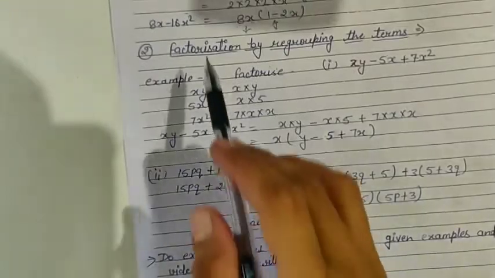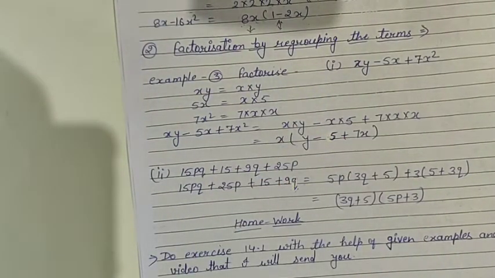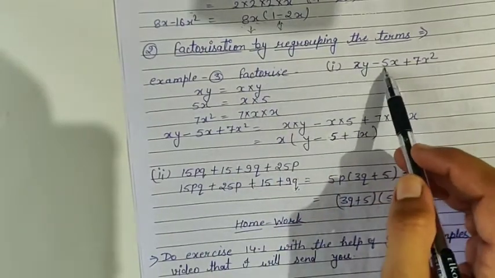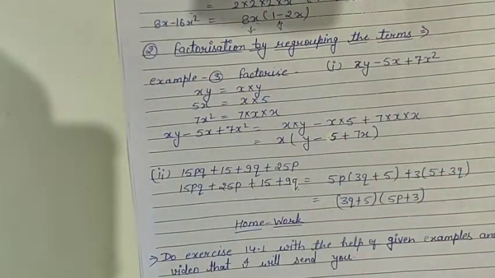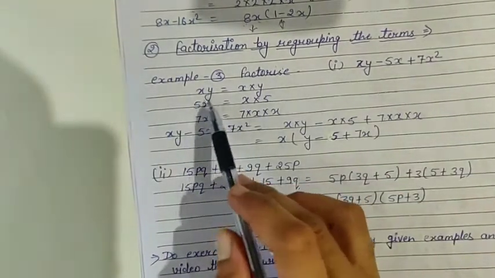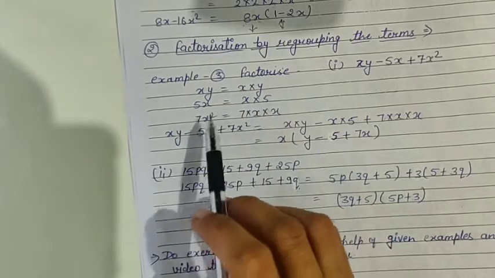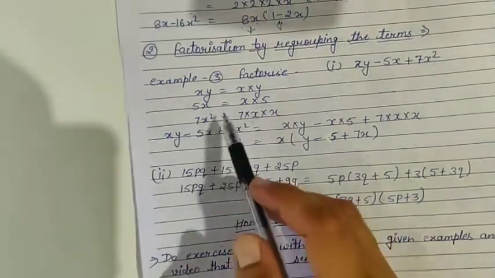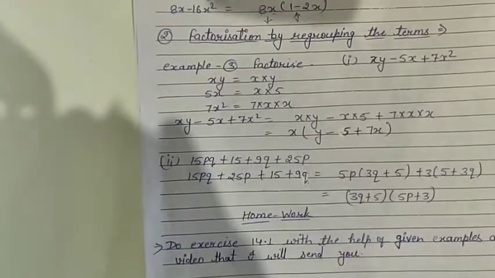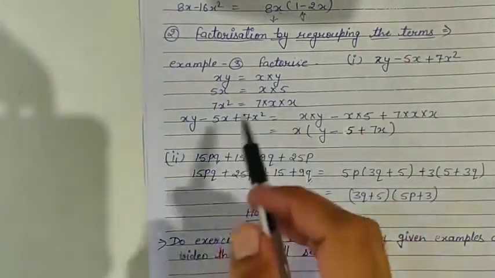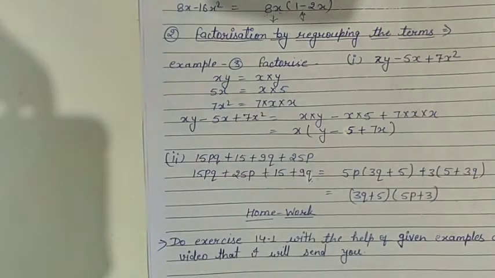Now second, factorization by regrouping the terms. We have to factorize xy minus 5x plus 7x square. So firstly we will find factors of all these terms. Factors of xy: x into y. Factors of 5x: 5 into x or x into 5. Factors of 7x square: 7 into x into x.